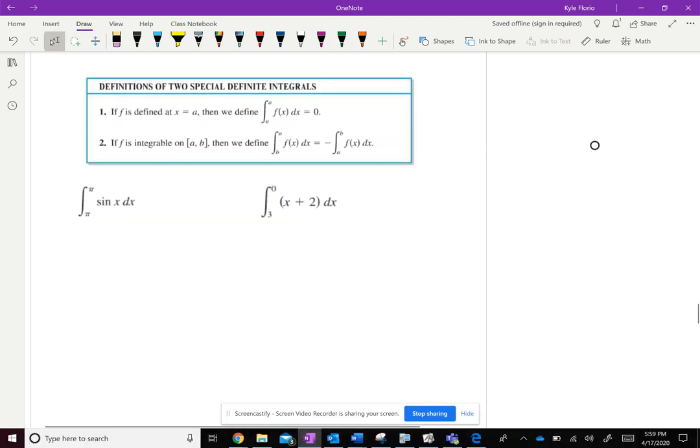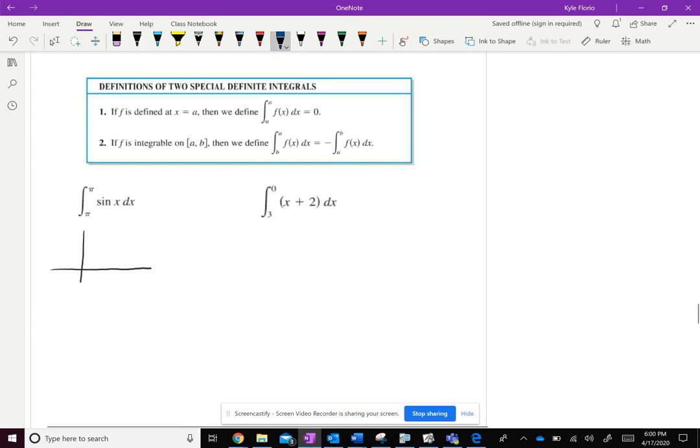All right. Definitions of two special definite integrals: if f is defined at x equals a, then we define the integral from a to a of a function to be 0. This particular property is one of those that sticks out to me because I got a question wrong on a test that was really easy, but I did it the hard way and made a mistake and had to pay the price.